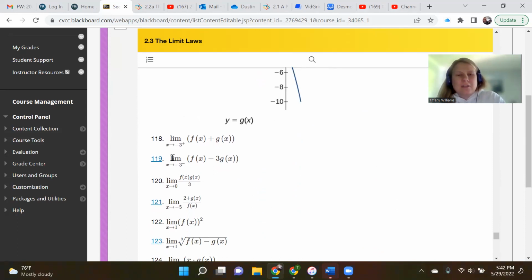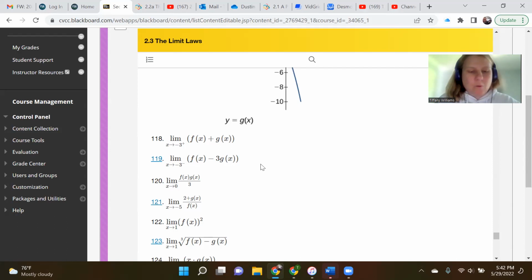They ask us to find the limit as x approaches negative 3 from the left of f of x minus 3 g of x. So I'm going to use those rules for limits, and I'm going to say, okay, well, I can split this up, and if I can find the limit as x approaches -3 from the left of f of x, I can subtract from it 3 times, because remember, you've got the constant rule that says you can pull the 3 out, 3 times the limit as x approaches -3 from the left of g of x. So let's come up here and let's find some information here.